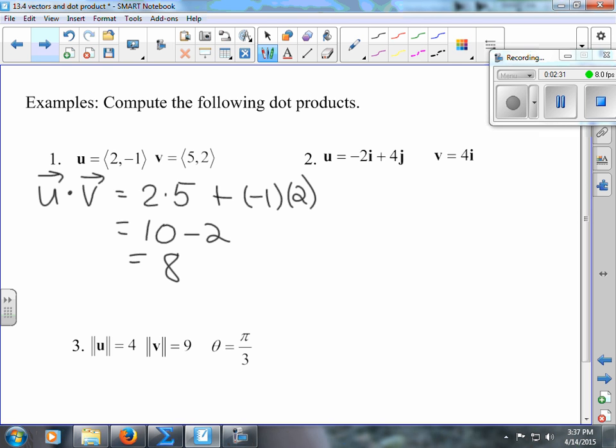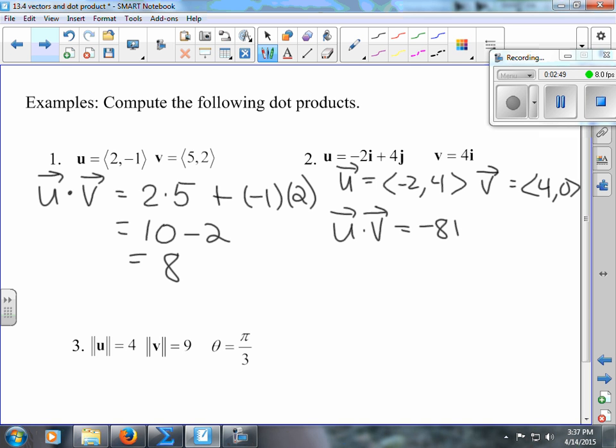On number 2, you also have components. They're just given to you as the coefficients of these unit vectors. So u is negative 2, 4, and v is 4, 0. And so the dot product u dot v is just the product of the x's plus the product of the y's. And so that's negative 8.